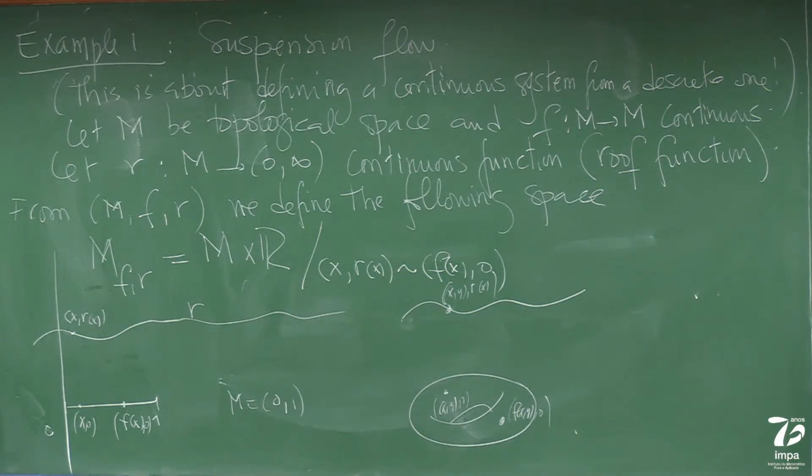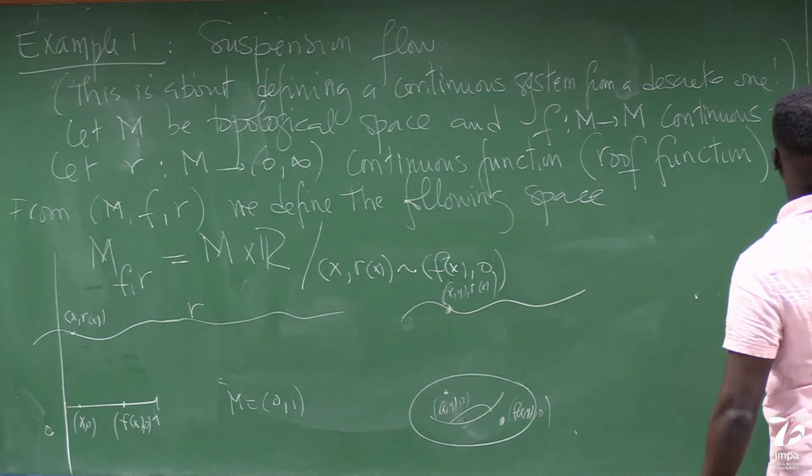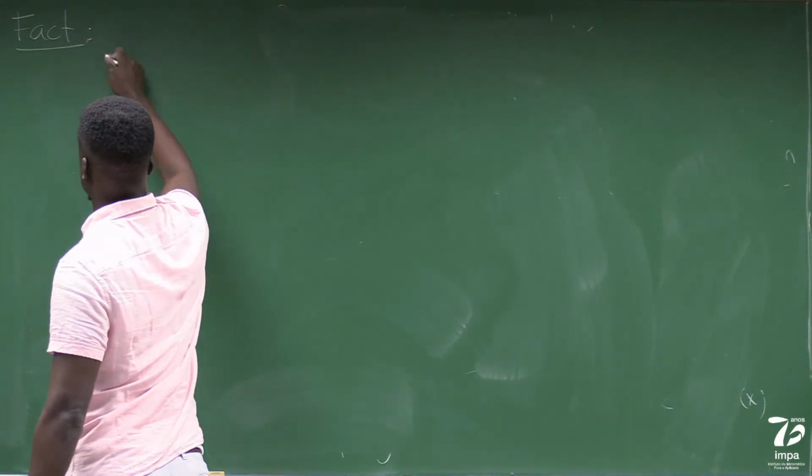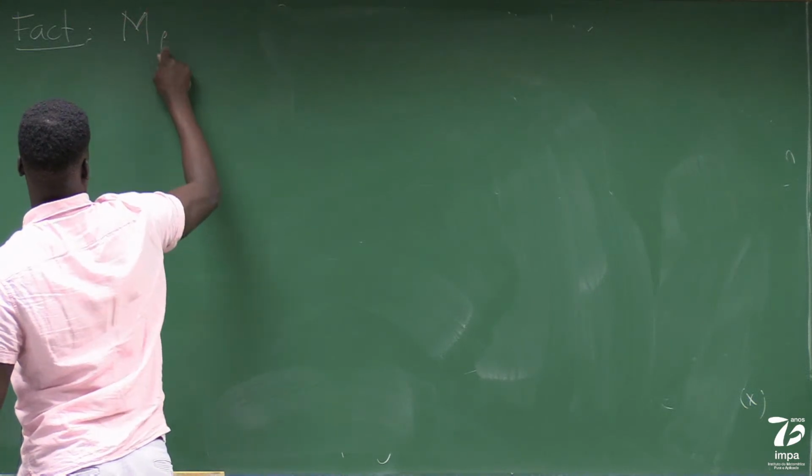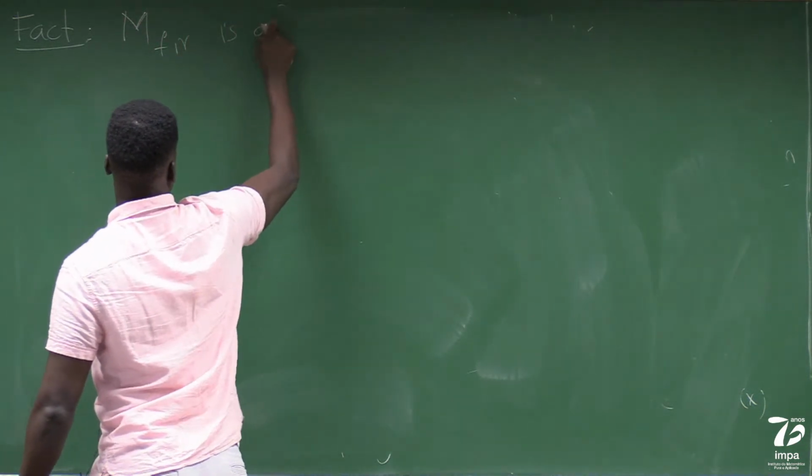So I'm halfway. This is a fact. I won't ask you to prove it. If you know how to prove it, it's okay, but M_{f,r} is a topological manifold.